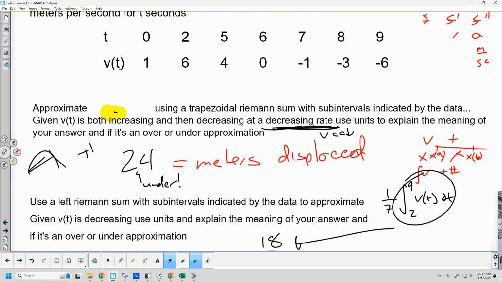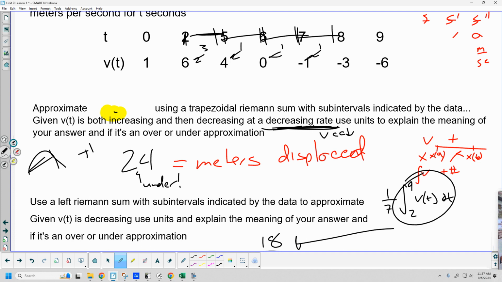Okay, I'm going from 2 to 9. I got a base of 3, height 6. Base of 1, height 4. Base of 1, height 0. Base of 1, height -1. Base of 1, height -3. So I got 18 plus 4 is 22, plus 0, minus 1, which is 21, minus 3, which is 18. Okay, are we cool getting 18? If you're not cool, you've got to be able to get it.